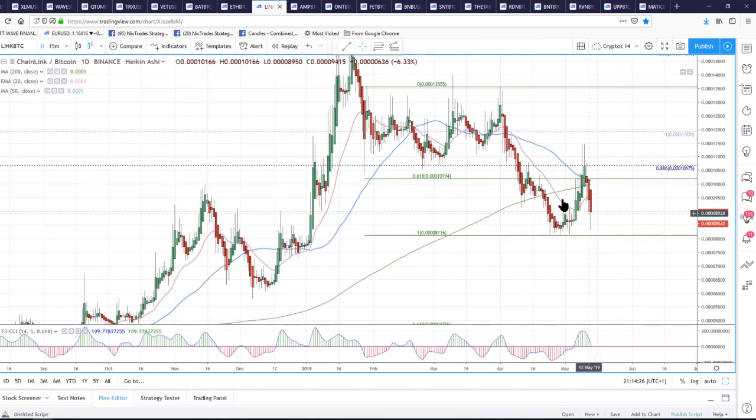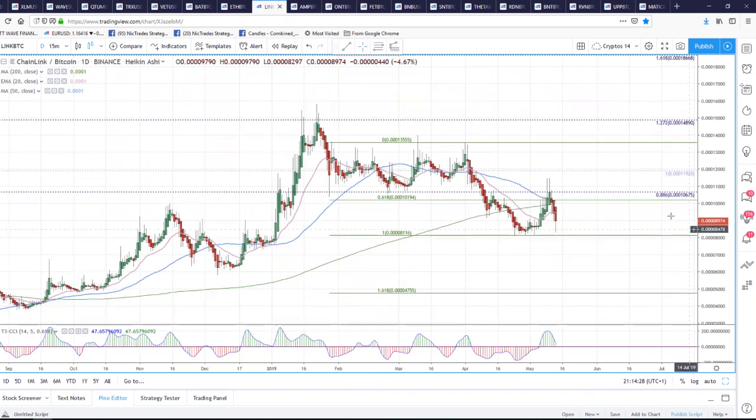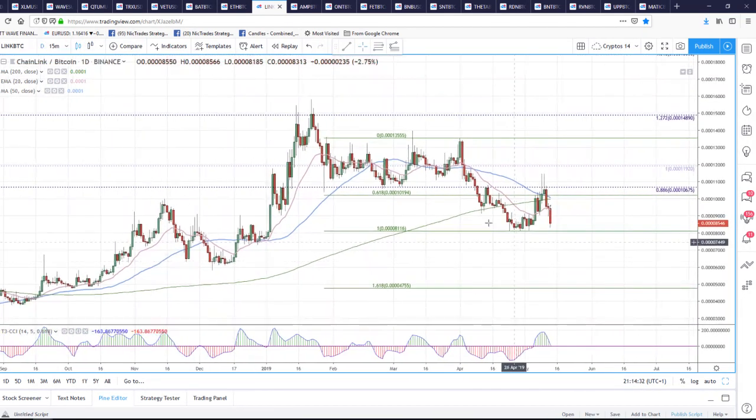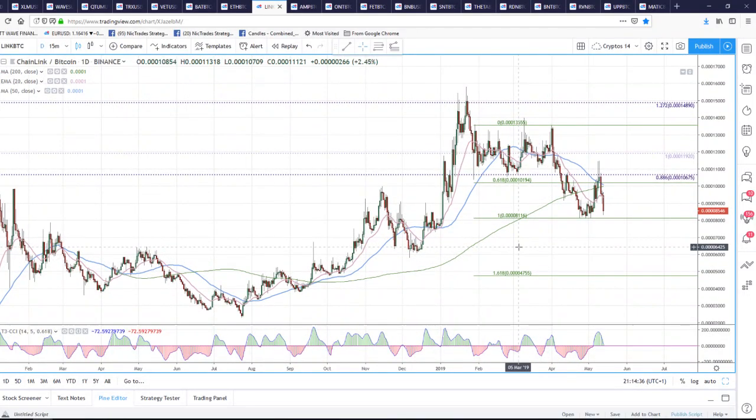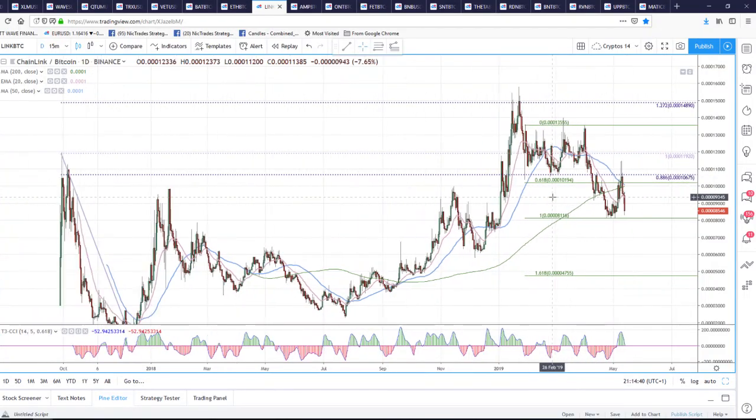Can we horror show this one? Was quite bullish on Link. This is why I've got all this scrawling on my chart. One of the reasons I was quite bullish in Link, same as Basic Attention Token really, is we were trying to hold the 200 moving average against Bitcoin.